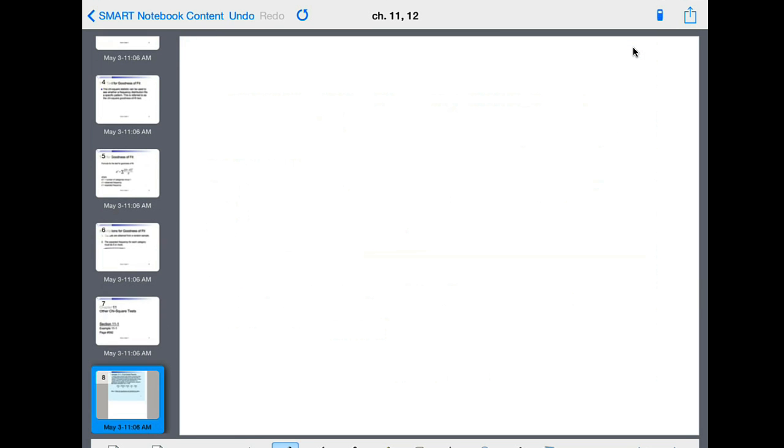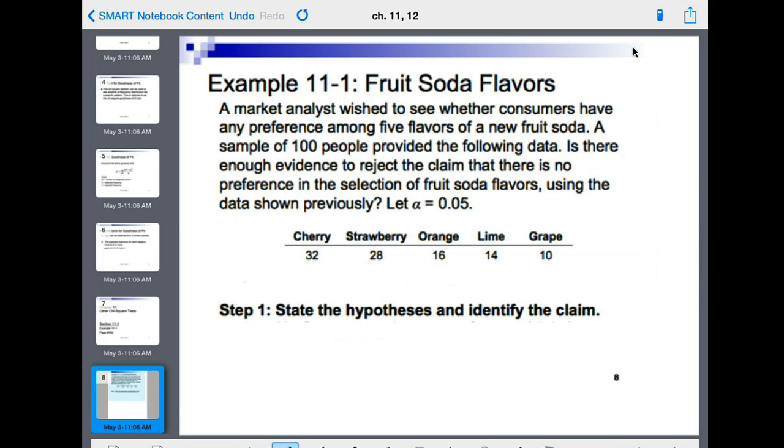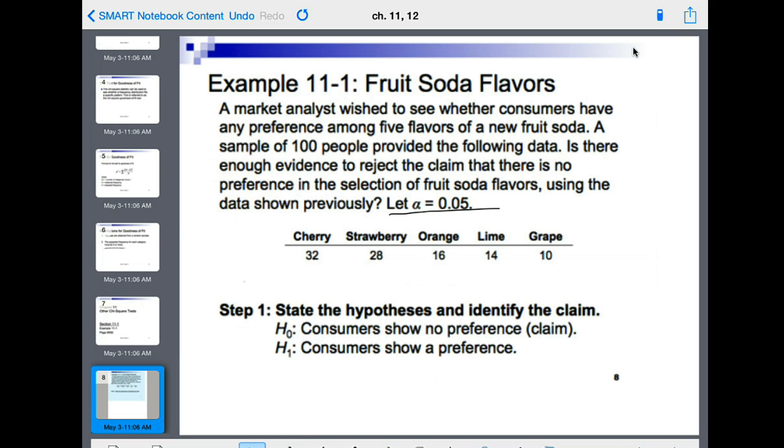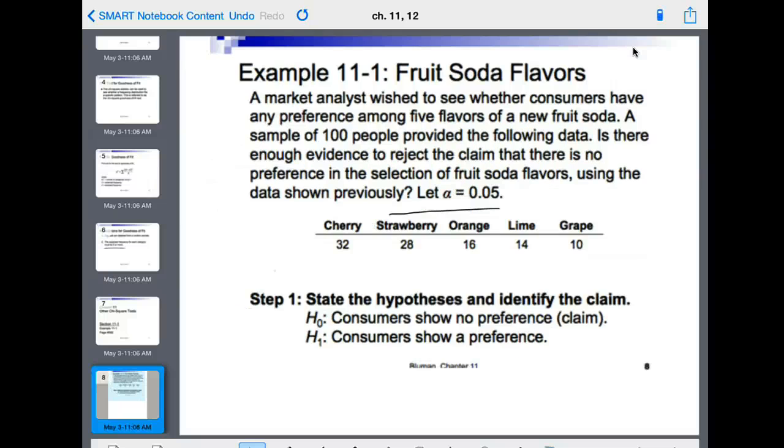Let's try a problem. A market analyst wished to see whether consumers have any preference among 5 flavors of new fruit soda. A sample of 100 people provided the following data. Is there enough evidence to reject the claim that there is no preference in the selection of fruit flavored sodas? Use alpha 0.05. So the first thing we're going to do here is state the hypothesis. And these are a little different hypotheses as we go through. Our hypotheses here are going to be consumers show no preference, consumers show a preference. The claim says consumers show no preference.